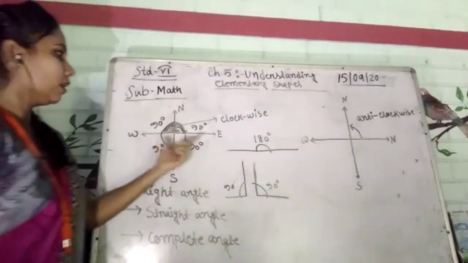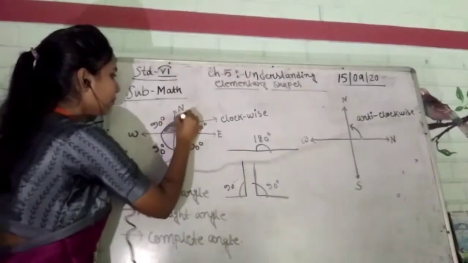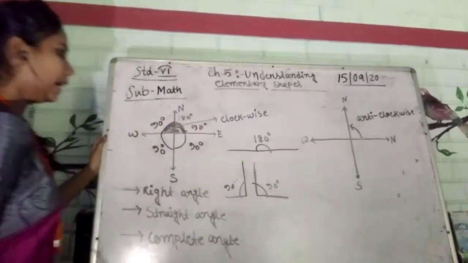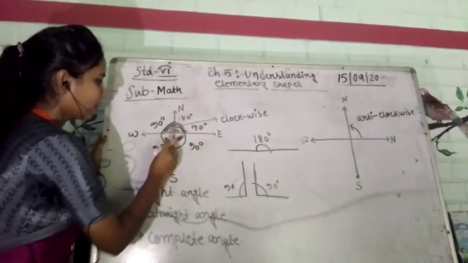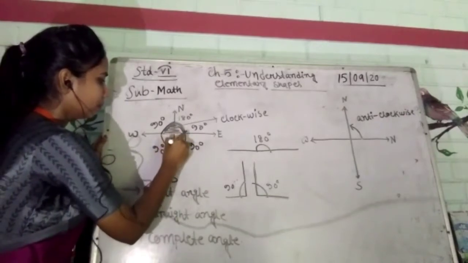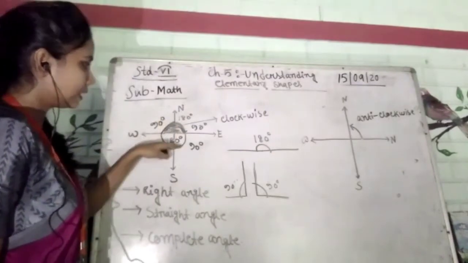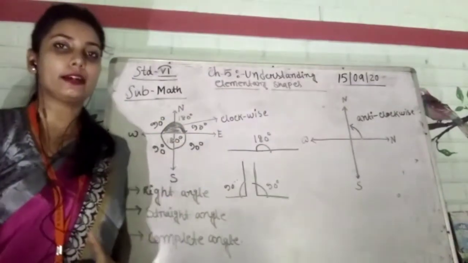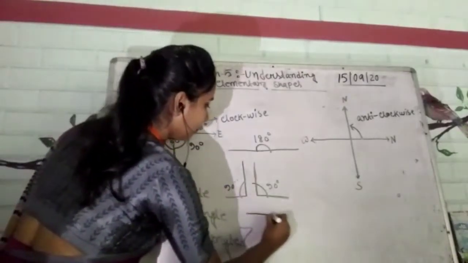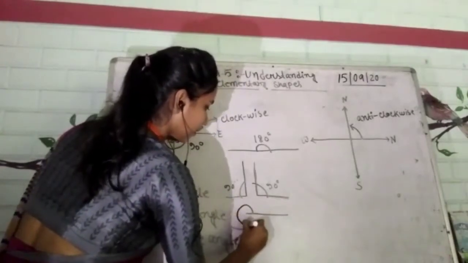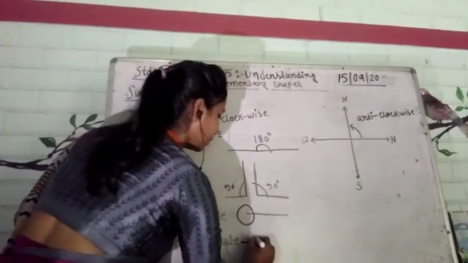Okay, so what is the value of a straight angle? This is 180 degrees. This whole part will be 180 degrees. In this way the other side also forms one straight angle. Okay, so this is also 180 degrees. And if I draw the whole circle, this will be one complete angle. What is the value of one complete angle? Complete angle means the whole circle. Okay, so the value of a complete angle is 360 degrees.